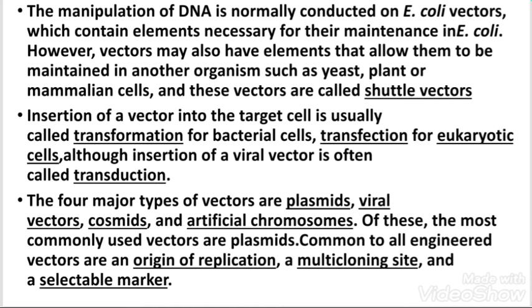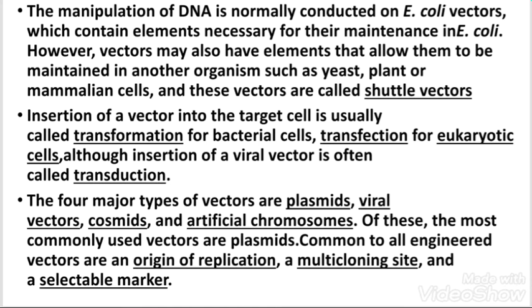For bacterial cells it is transformation, and transfection for eukaryotic cells, although insertion of a viral vector is often called transduction. So there are 3 terminologies we are using: transformation, transfection, and transduction. In bacterial cells it is transformation, in eukaryotic cells transfection, and with viral vectors transduction. The 4 major types of vectors are plasmids, viral vectors, cosmids, and artificial chromosomes.